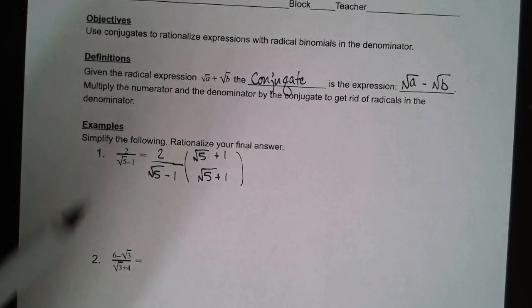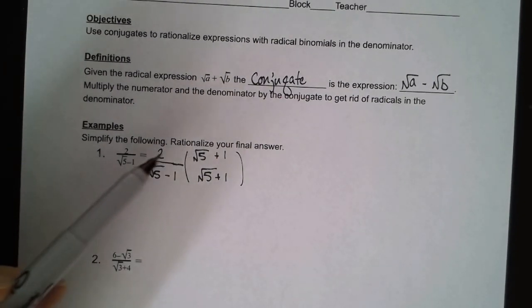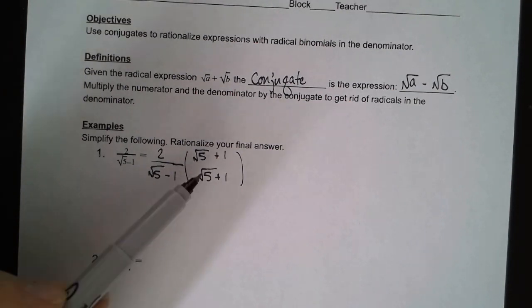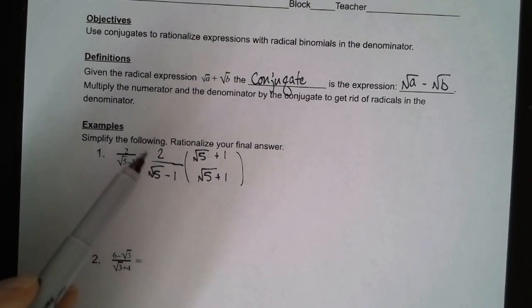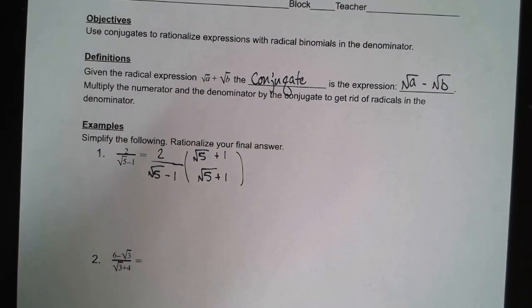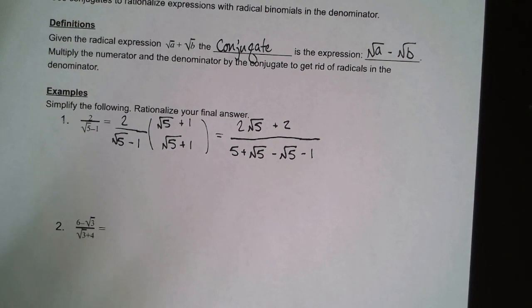So now we know we need to take 2 times root 5 and 2 times 1. Make sure you distribute these fully. You need to take root 5 times root 5, times 1, negative 1 times root 5, negative 1 times 1. I'm going to go ahead and distribute my numerator and my denominator fully. Make sure you multiply each term by each other. So this is what it should look like after you have fully distributed.